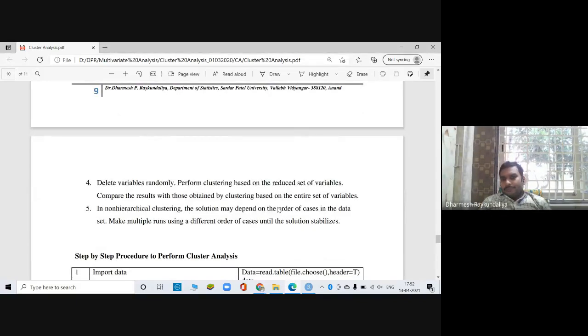Sometimes, if you feel that some of the variables are not suitable, delete that variable. For example, if you have 10 variables, delete one variable randomly and then perform the clustering based on the 9 variables.